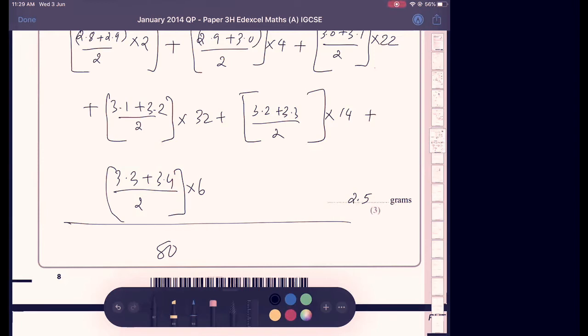We are getting 251. The total sum is 251. So 251 divided by 80. What is the answer? 3.1375. Because the equation is sigma fx by sigma f. That is the equation.